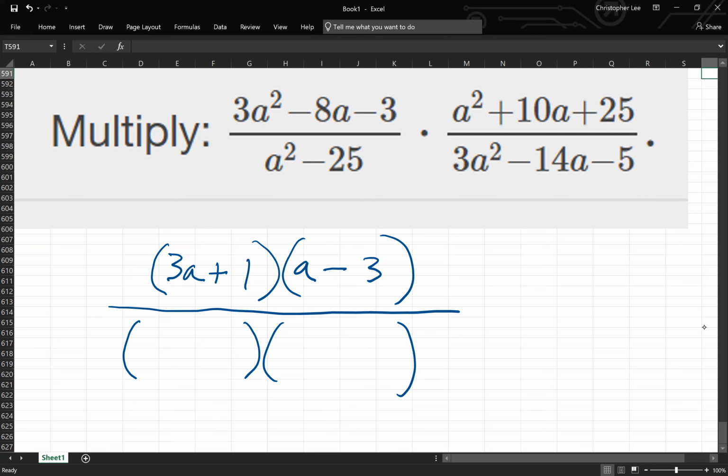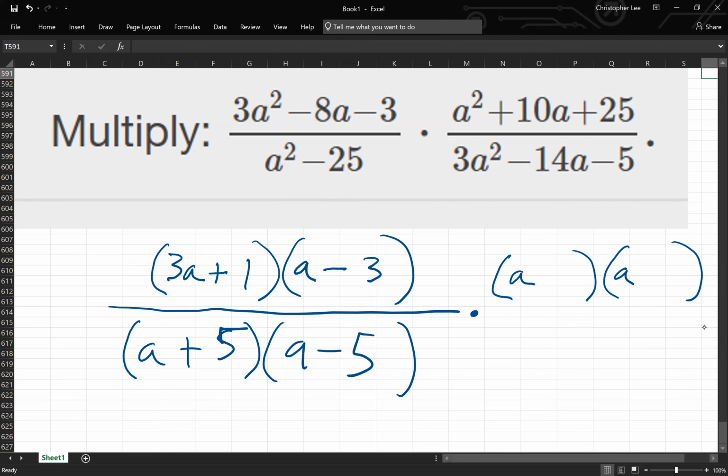All right. What's the denominator right here? Oh, wait, wait. A plus 5, A minus 5. Good job. I got to work on my 5s. All right. I'm gonna do the dot. What's the top up here? So I heard A. Okay, good. And what else? What's the other one? Very good. I'm impressed. What about the bottom? Okay, I heard 3A. Very good.